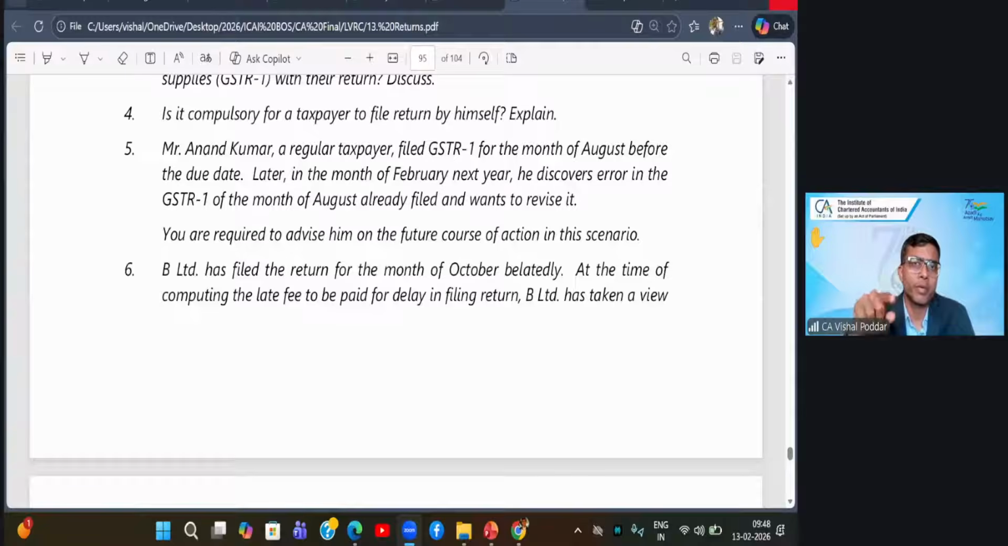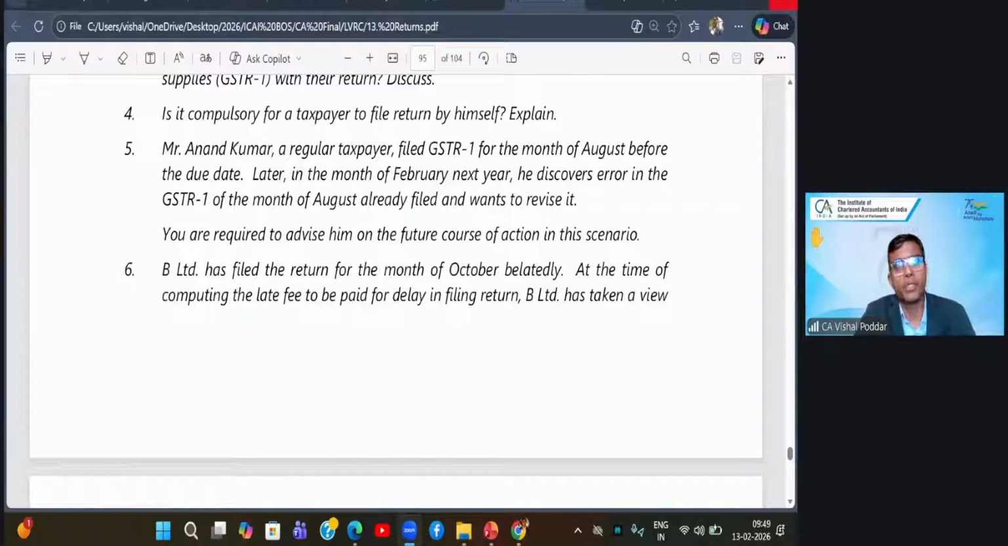So this is of earlier month. In this example, we want to correct GSTR 1 of August in the month of Feb. Till this time, 1A is not applicable. 1A is only for the same month's mistake. So your thought process is good, but here it is not applicable. So let me first inform you students, there is no provision of revising returns in GST. So return once filed becomes concluded.